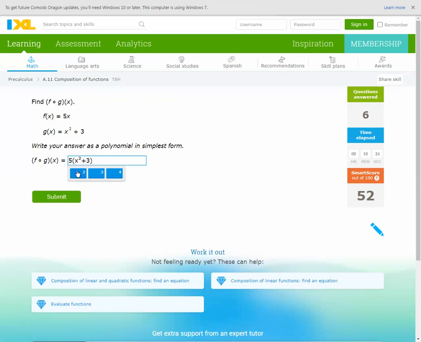Okay, now, as I told you, he asked us to make simplification. Simplification means removing parentheses, and that means multiplying 5 by x squared, multiplying 5 by 3. 5 times x squared is 5x squared. And making a plus sign, then 5 multiply 3 is 15, okay? And removing all the steps. We have here 5x squared plus 15. This is f circle g. Submit.